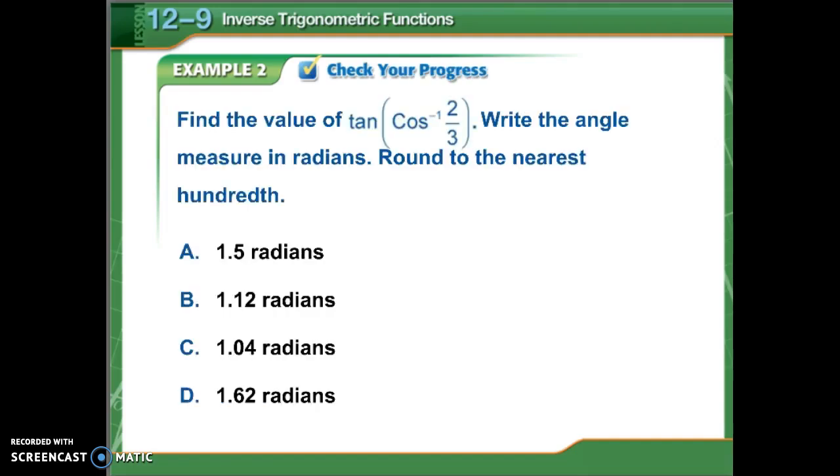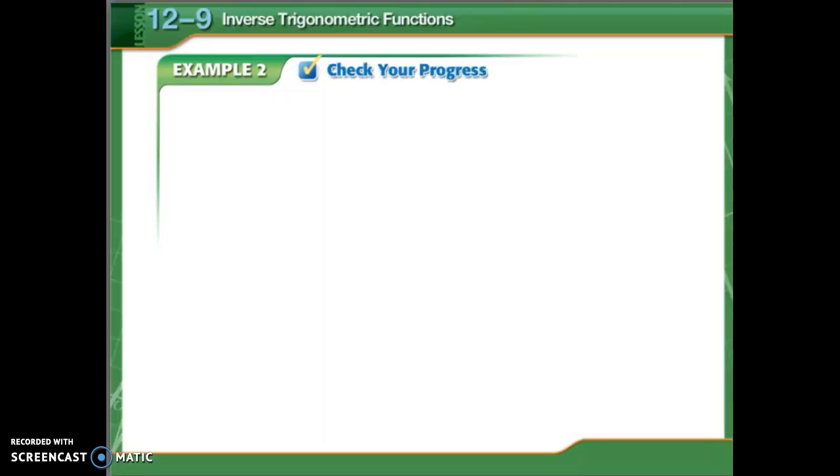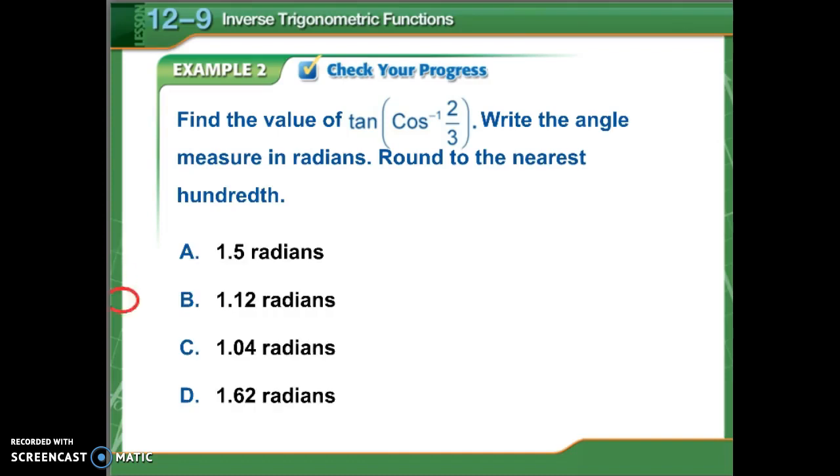Okay, here's the one to check your progress on. Same process here. Go ahead, pause the video, get your answer, check it out on your calculator, and when you have it, we'll go on to the next slide. Okay, our answer for this one is choice B. It's 1.12 radians.